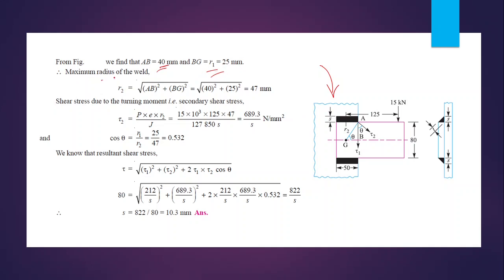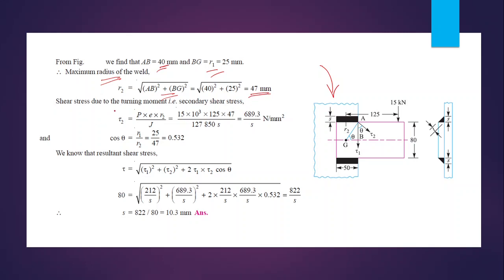Then the maximum radius of the weld is equal to R2. This particular length is equal to R2, and R2 is equal to root of GB square plus AB square, and that's equal to 47 mm.